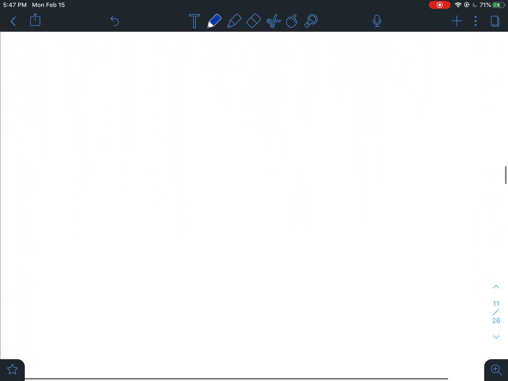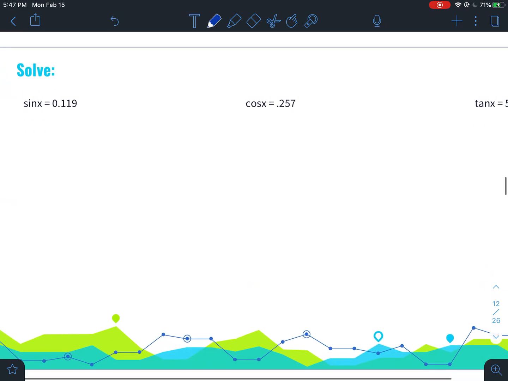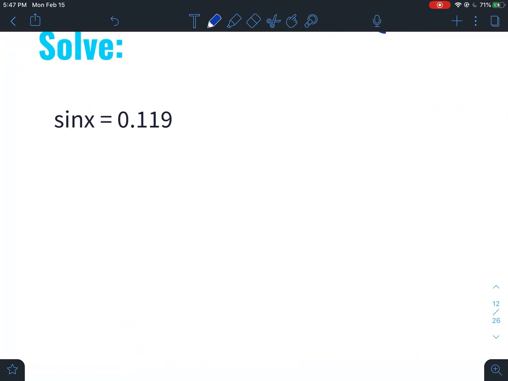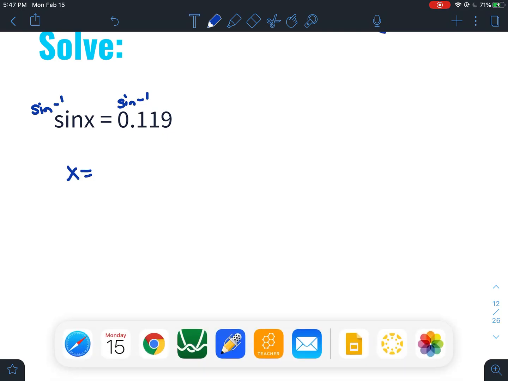All right, let's look at some more examples. Now, these are calculator problems. So let's remember how to solve these using our calculator. If we want to solve sine x equals 0.119, to get the angle by itself, you inverse sine both sides, and that would give me one of the solutions.